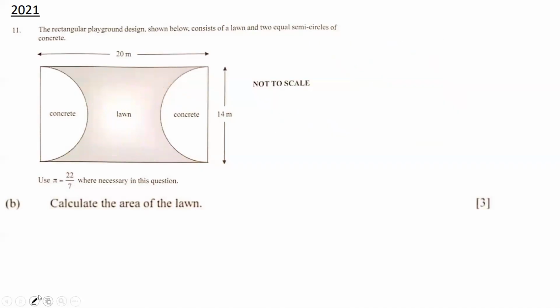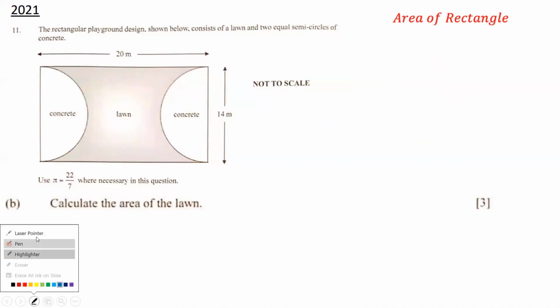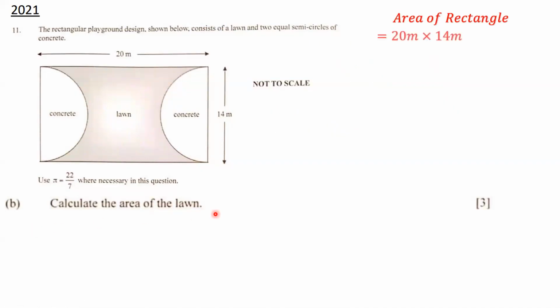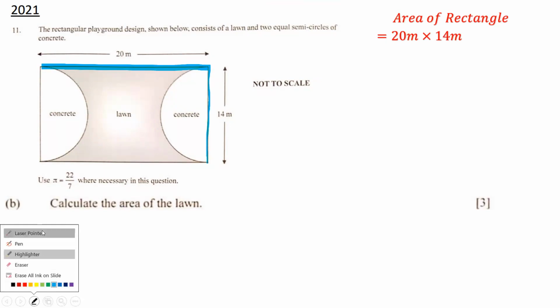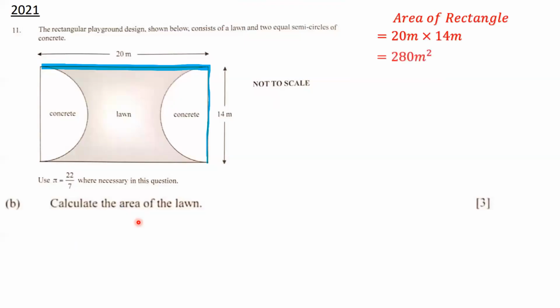So here's our link. What we have here is the area of the rectangle, which is going to be the length times the width. What is the length of the rectangle? The length of the rectangle is definitely going to be 20 meters. And what is the width of the rectangle? The width of the rectangle is going to be 14 meters. And so if we want to find the area of the rectangle, we have to multiply 14 times 20, or 20 times 14, which gives us 280 meters squared.